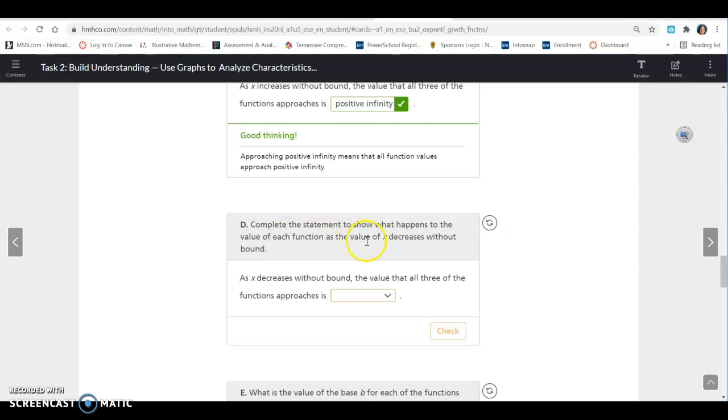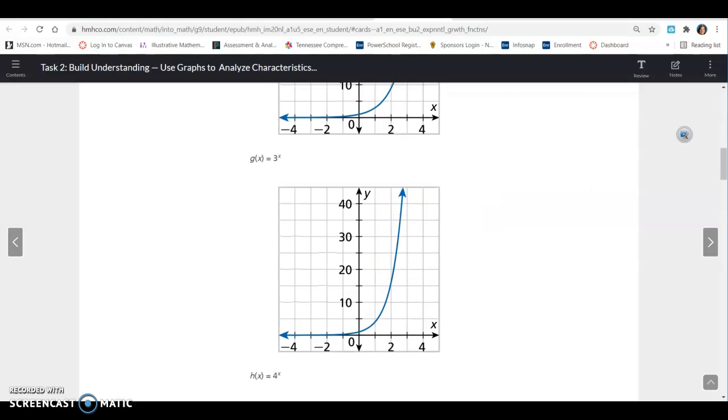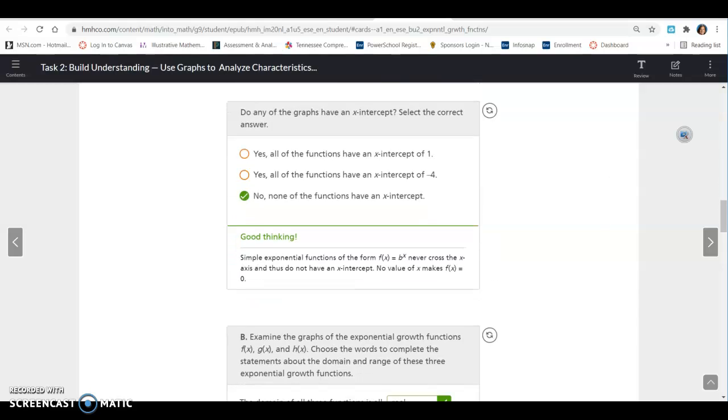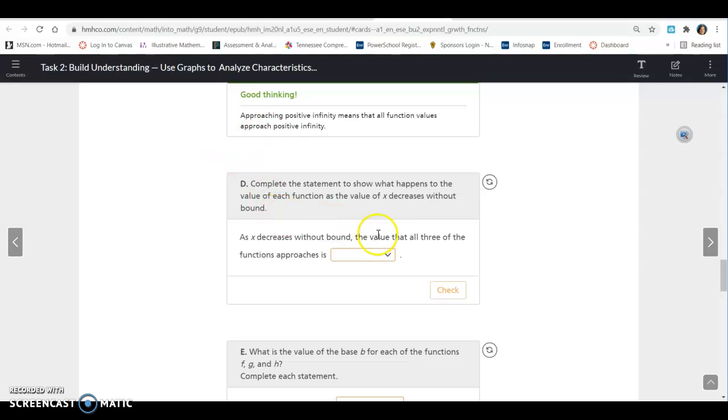Complete this statement to show what happens to the value of each function as the value of x decreases without bound. You can see on all three of these functions that they're getting very close to 0. So as x decreases without bound, the value of all three functions approaches 0.